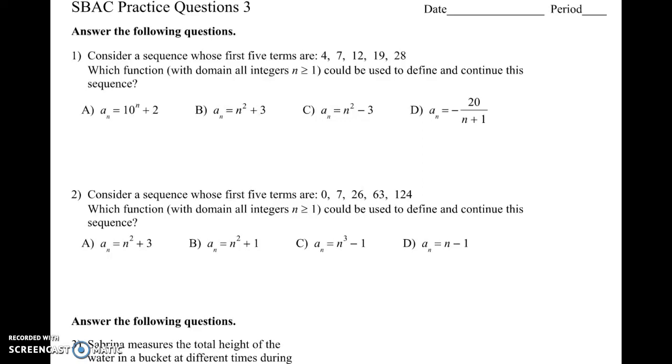Okay, so today I'm going to be going over the SBAC Practice questions 3. This is the third practice that we've seen. I'm going to start with question 1.